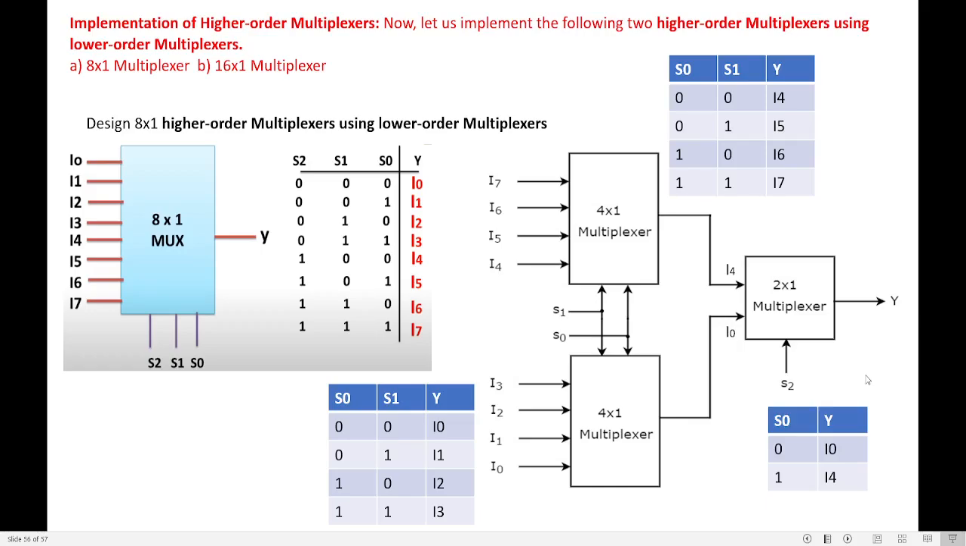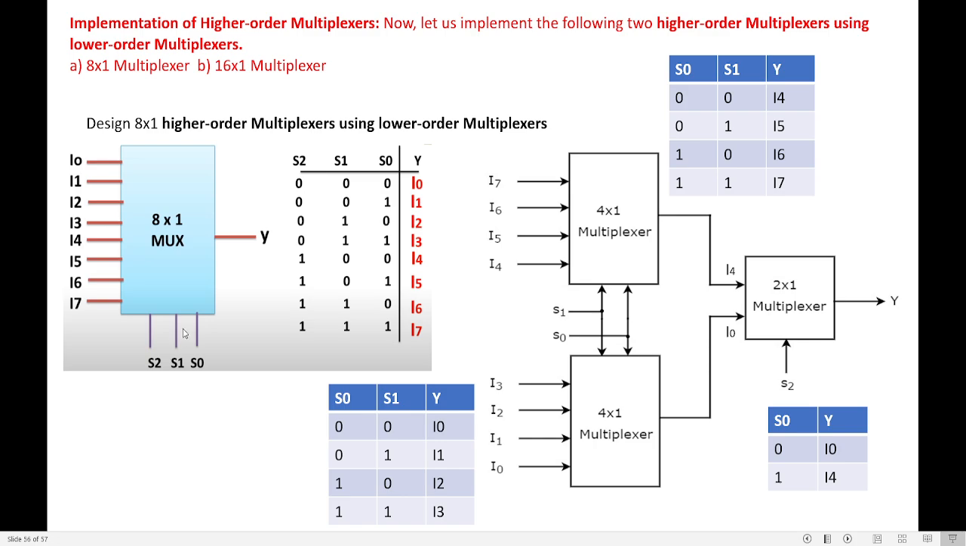Good morning to all. Now let us design how to implement a higher order multiplexer using lower order multiplexers. Okay, that is the question. Or how to design an 8 by 1 higher order multiplexer using lower order multiplexers. You know 8 by 1 multiplexer means 8 inputs, 1 output and 3 select lines. This is the 8 by 1 multiplexer.